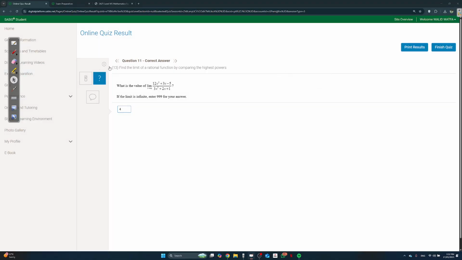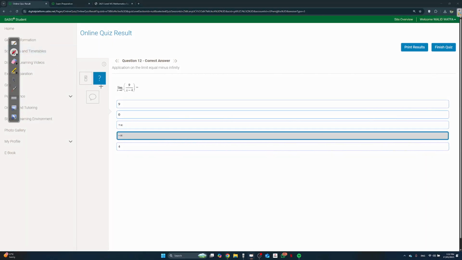This follows, by the way, if any of you remember, the same way to find the horizontal asymptote. Remember, you plug in x as infinity, and you see what you get. This is the same way. That's the same thing, by the way. Limit as x approaches 4 minus of 9 over x minus 4.